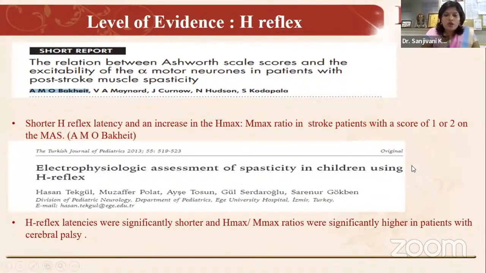So now again the question arises, what is the evidence for H reflex? As I am saying, you can't recommend or agree just like that. Yes, we can use it, but what does the literature say? Is it really effective or not? There are some literature reviews on the relationship between the Ashworth scale, which we widely use in our assessment of spasticity, and the excitability of alpha motor neurons in patients with post-stroke muscle spasticity. He says shorter H reflex latency and increased HM ratio in stroke patients.